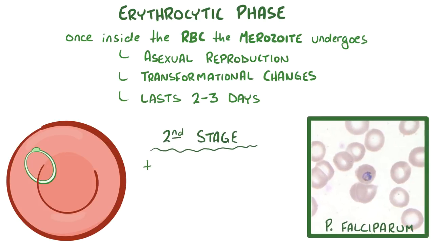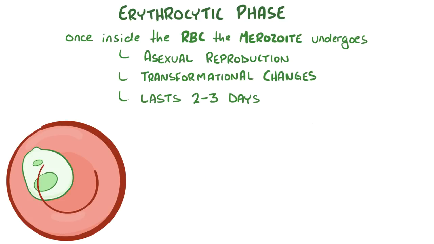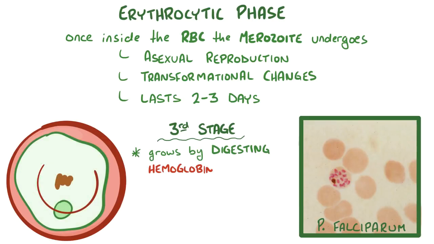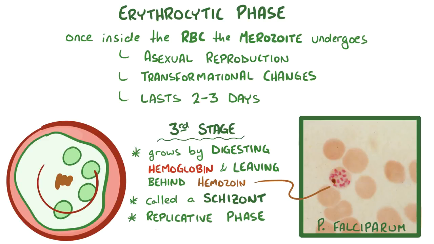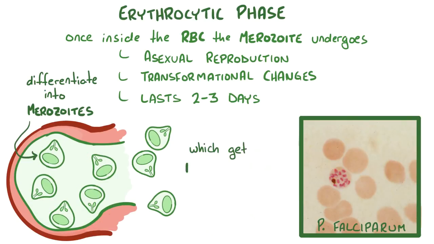In the second stage, the ring form trophozoite grows and is referred to as a late trophozoite. In the third and final stage, the parasite grows some more by digesting hemoglobin and leaves behind hemozoin, which under a microscope looks a little like a brown feces smudge on a red blood cell. And at this point, the parasite's called a schizont. This is the actual replicative phase, in which the parasite undergoes mitosis and differentiates into lots of merozoites, which can get released into the blood.